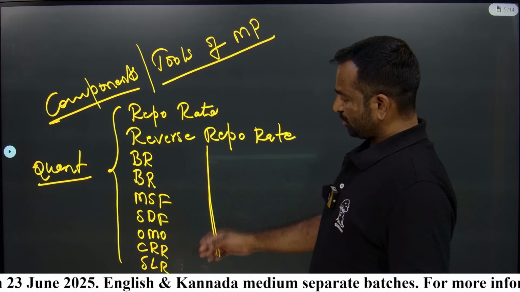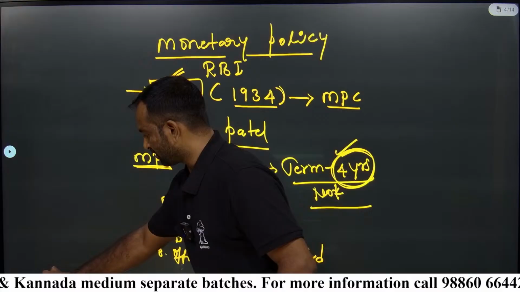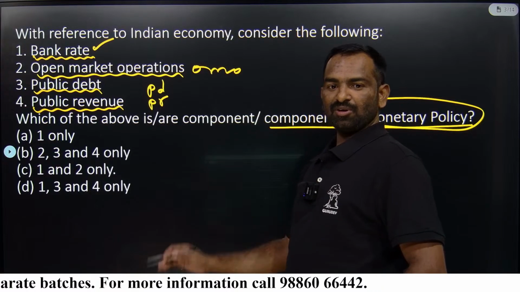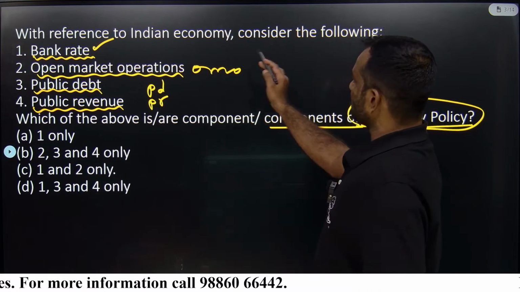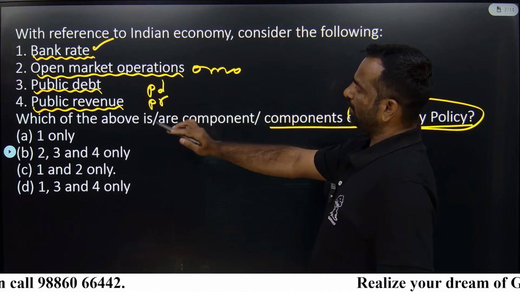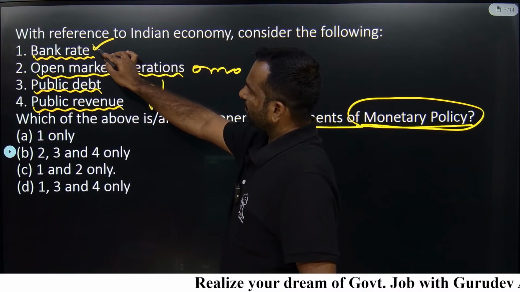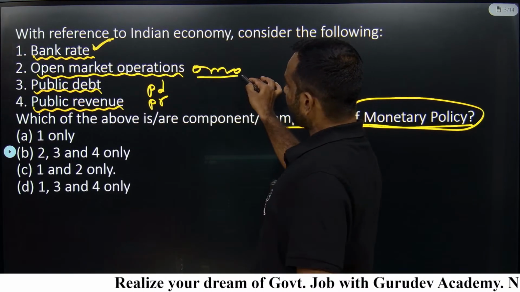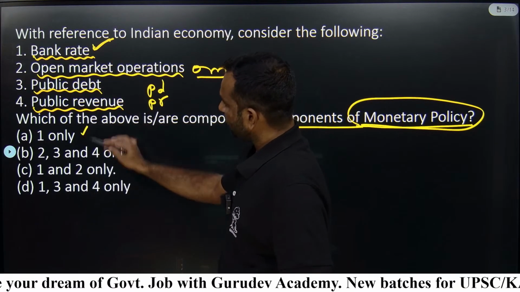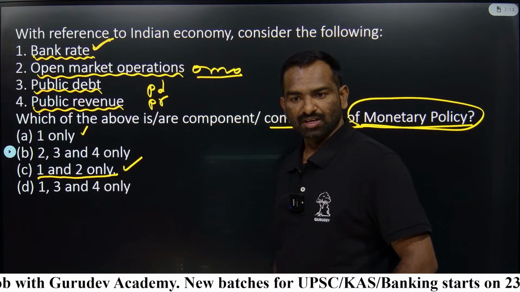Let's see the question and tell me the answer. Now tell me what is your answer. With reference to the Indian economy, consider the following: the bank rate, open market operation, public debt, public revenue. What is your answer? Bank rate is there, and OMO is there. First one is there, second one is there. First and second. Option C is the right answer.